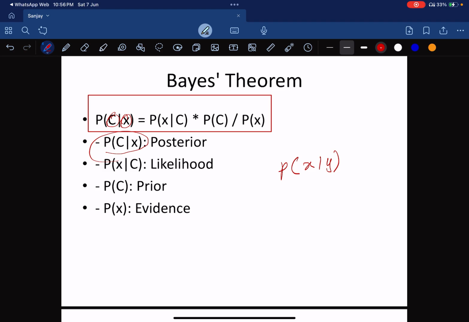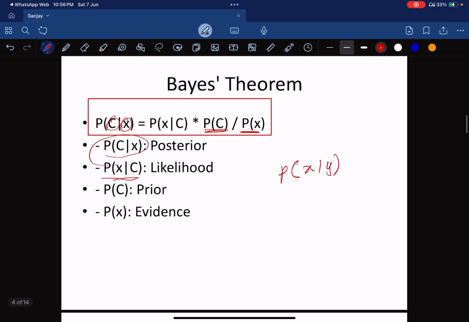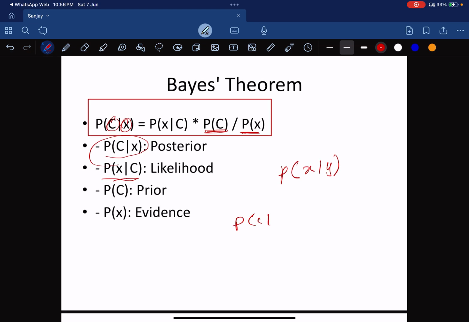The second term is p of x given c. It finds the likelihood of x given c, and then we multiply it with the class probability, that is p of c, and divide by p of x. Mostly the p of x is constant, so the equation will look like this. This is the Bayes theorem equation.